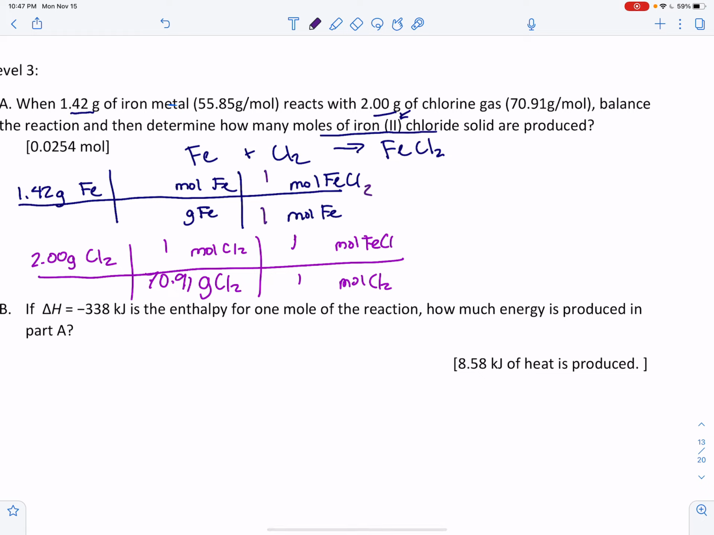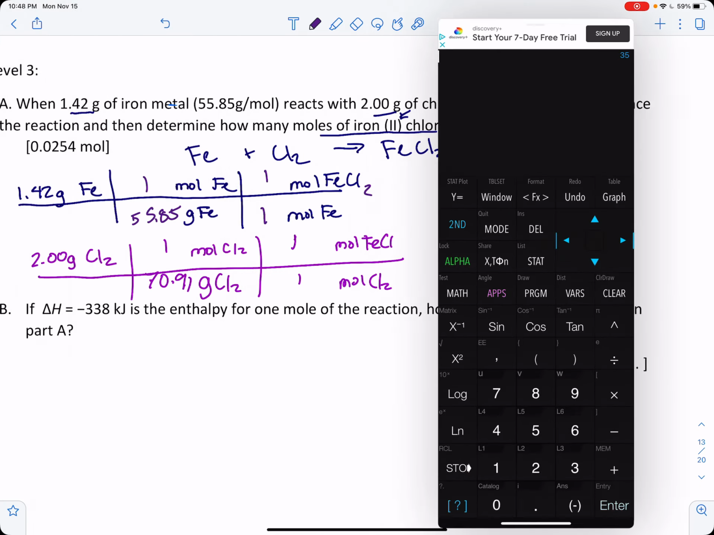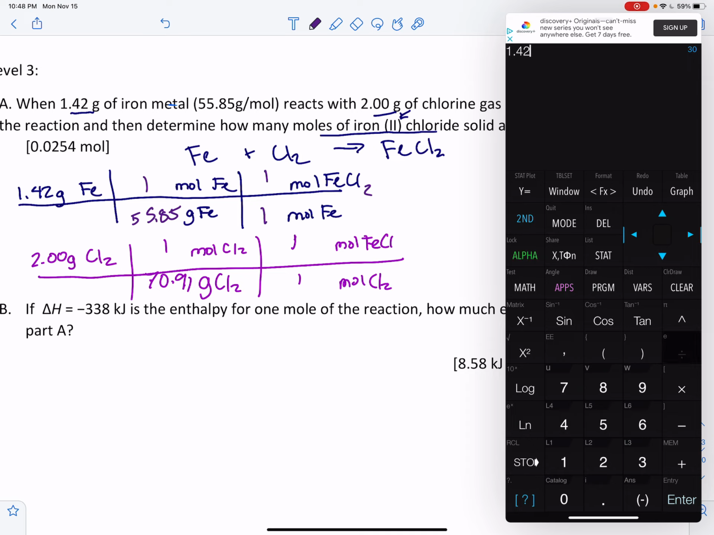So that's 1 to 1, and then this is 55.85 in 1 mole. So now I can use my calculator, and I can do 1.42 divided by 55.85, and that gives me 0.0254 moles of FeCl2.